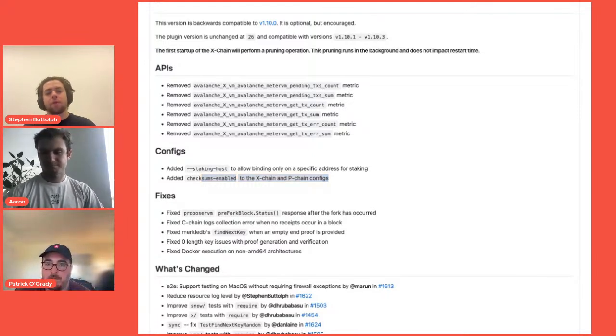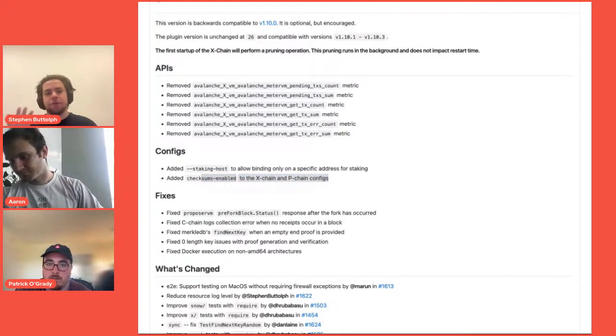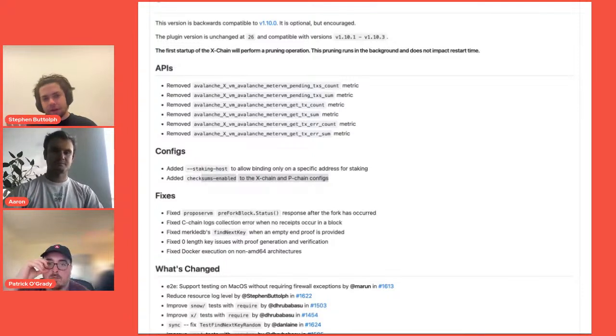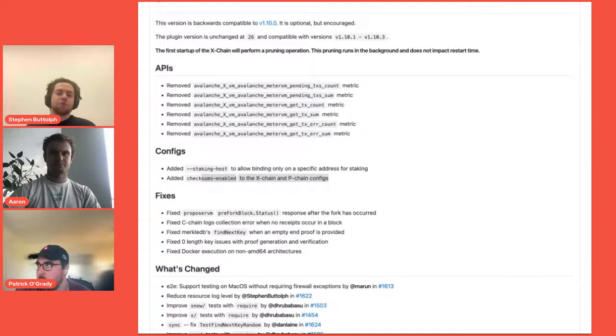So going forward, we're going to use this a lot internally to verify all of our release candidates, especially anything that changes either verification, accept, or database logic on either the P-Chain or the X-Chain. But yeah, I think those are the two big things that I'm really excited about, on a stability and monitoring perspective in this release.